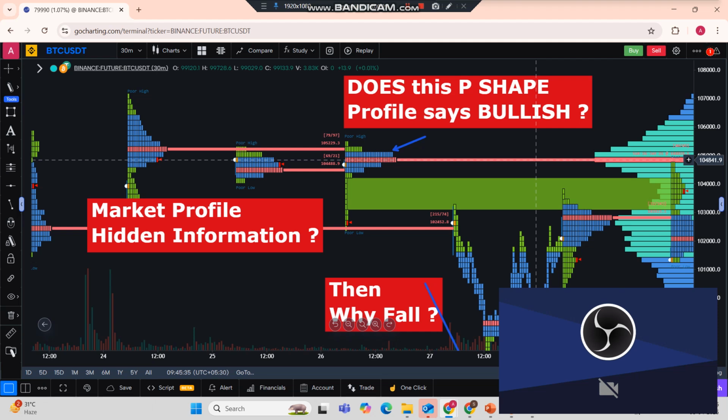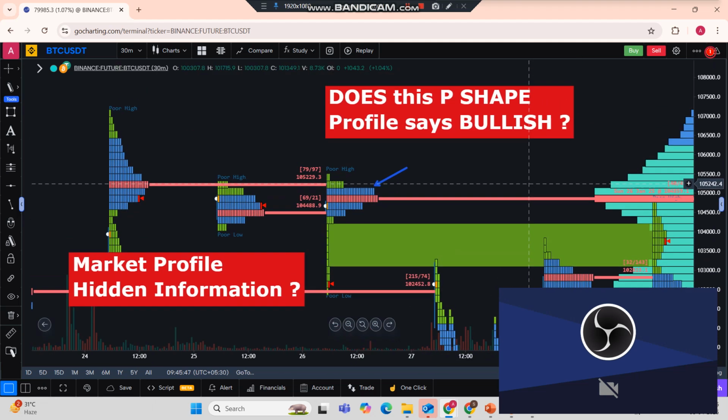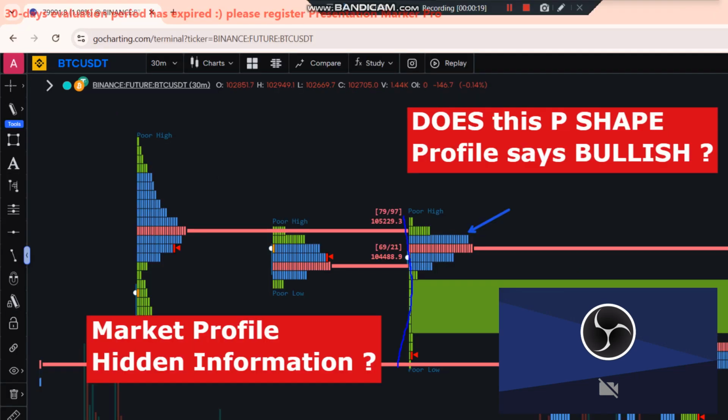On a quick note, we'll do an analysis with the crypto instruments, and look at how market profile gives hidden information. Especially in this chart, if you see, it is very clear that they have kept the P-shaped profile. If you see this day in January, the market has kept a P-shaped profile.